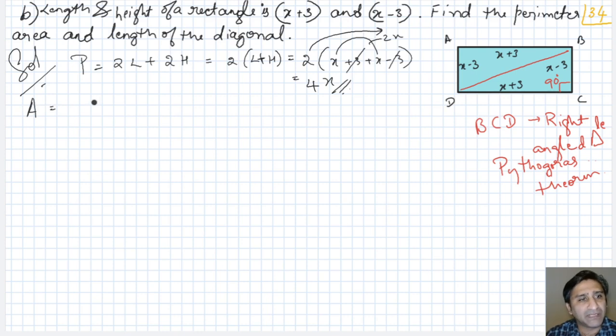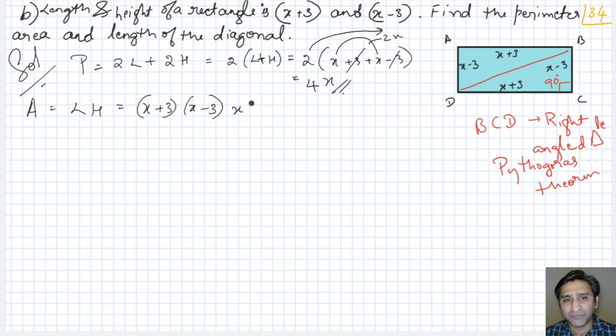Now calculate the area. Area is L times H, which is x plus 3 multiplied by x minus 3. (a plus b) times (a minus b) is a squared minus b squared. So (x plus 3) times (x minus 3) is x squared minus 3 squared, which is x squared minus 9. So that's your expression for the area.